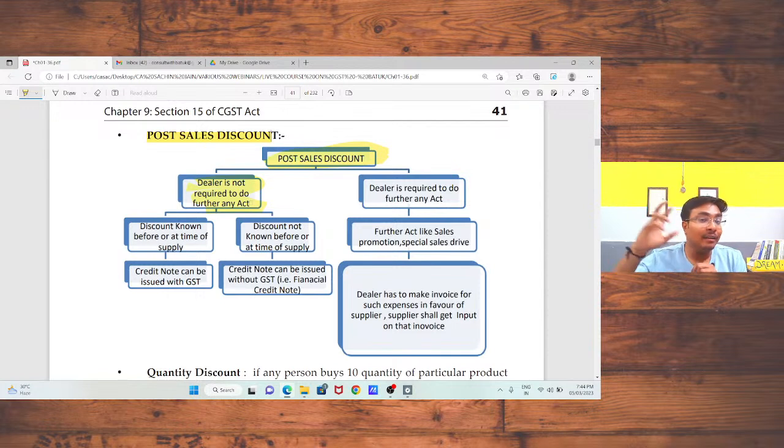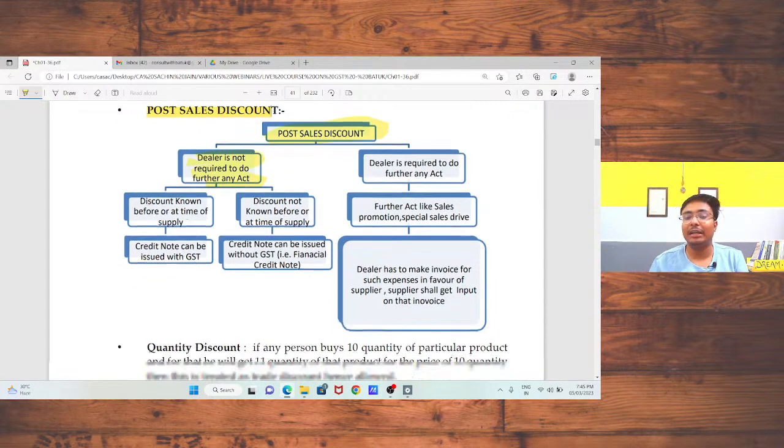In that case, the dealer needs to make the invoice for those advertisement expenses on behalf of the supplier, and I may take the input tax credit on those advertisement expenses. In that case for discount, because the terms are already decided at the time of supply, hence trade credit note can be issued. Okay, the same has been given in the chart.